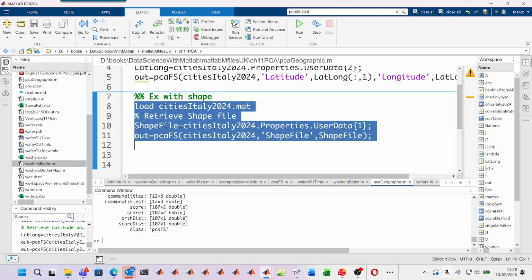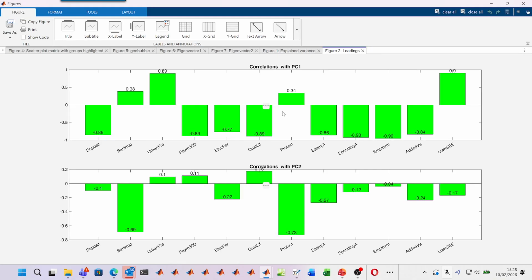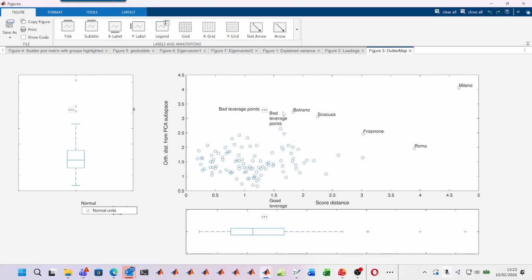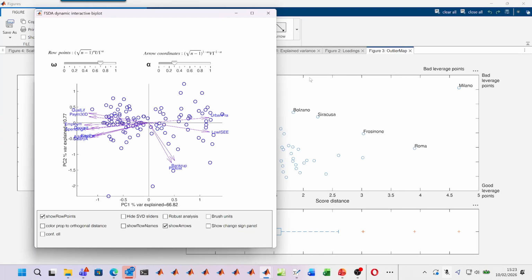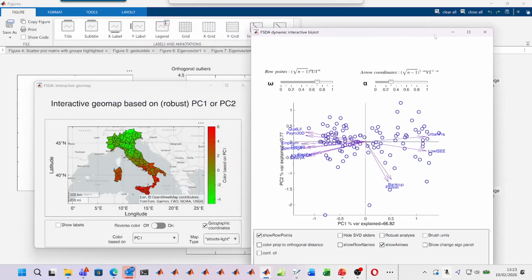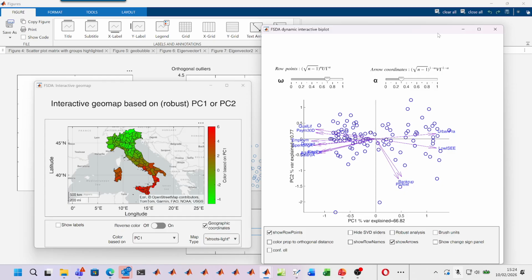Now let us see what you get if you have the shape file. So if you also supply the shape file, okay, this is what you get. This is a color which depends on the first principal component. So the red, the worst, the green, the better. Okay, well, fortunately, here we are in the full green, right?